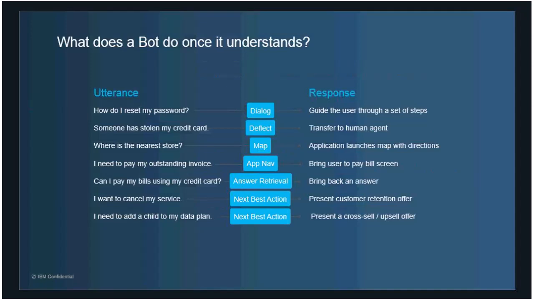So you may choose to deflect, which is transferring to a human agent. You may ask for a map, and you can populate a map or show them how to navigate within an application. We may choose to pull up documents that have the right answer. Or we may try to call an API that is an algorithm that suggests the next best action. So really what you do is you classify that initial question, you understand what the meaning of the question and what a user wants, and then you come up with an action that you can do that's going to provide them with the best user experience.